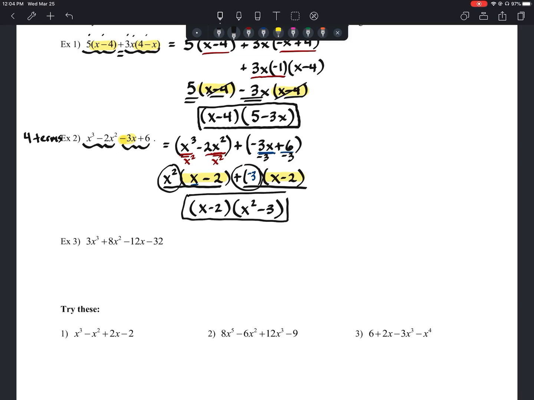Now, if we were asked to solve or something, we could take that and set them equal to 0 and use the zero product property to get actual answers, but that's not what it's asking us to do today. It's just asking us to factor. Let's look at example number 3.